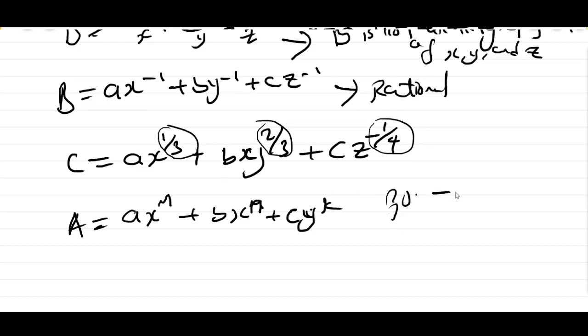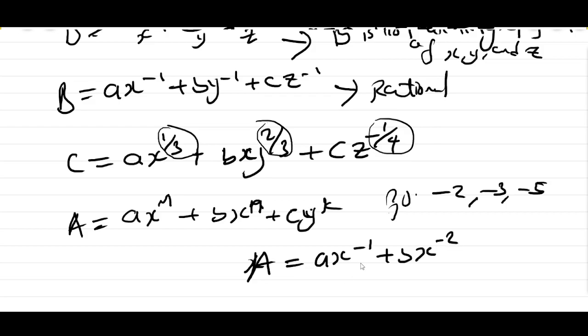So even though -2, -3, and -5 are integers, if we have a x to the -1 plus b x to the -2, we will not regard this as an integral function, because for an integral function we don't mean that the powers of the unknowns are integers, we just want them to be positive integers only. Now let's look at a more general case for a single variable.